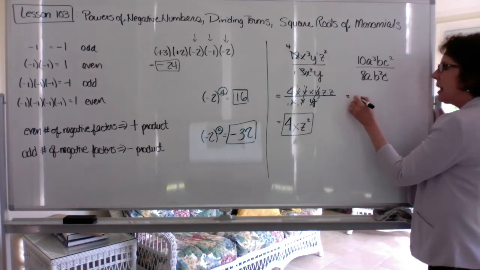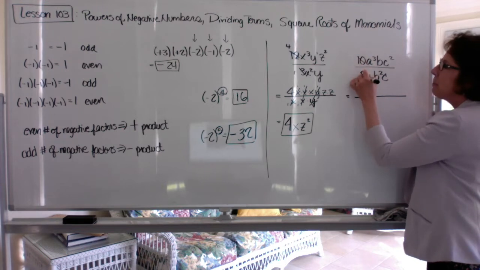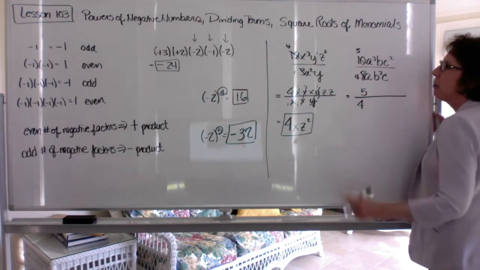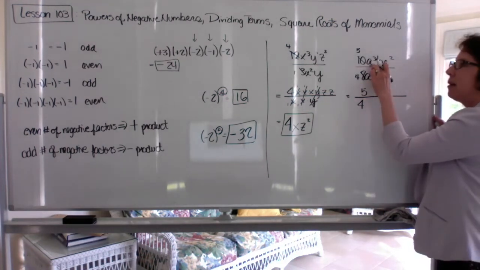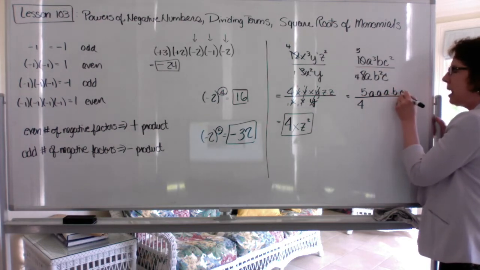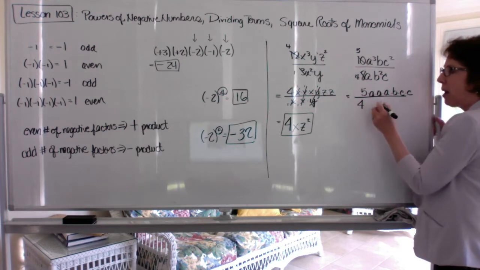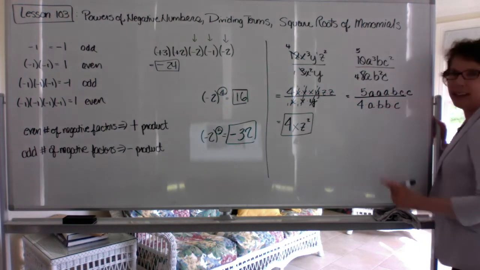Let's go ahead and reduce the 10 over 8 to 5 over 4, okay? So I'm going to put a 5 here and a 4 here. Now, let's go ahead and write our variables out. I've got an a cubed, that's 3 a's. I've got 1 b, and I've got 2 c's. Down below, I have my 4 already. I've got an a, 2 b's, and a c.